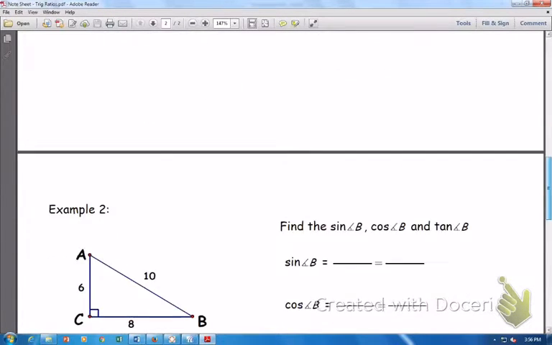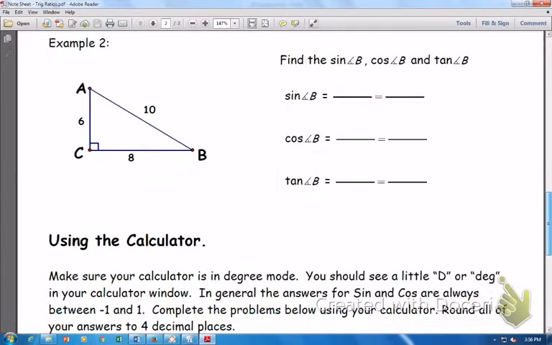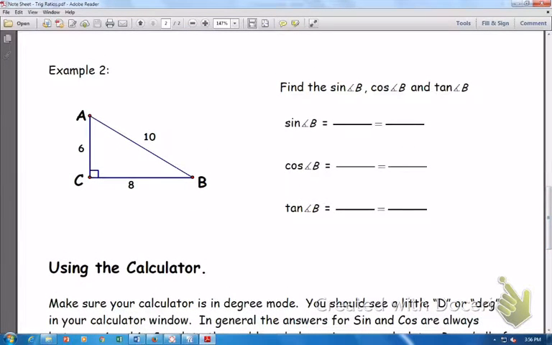Then you try. Same triangle, try to write the ratios for sine, cosine, and tangent of angle B. You can stop the video real quick if you want, and then start it back up and check your answer.